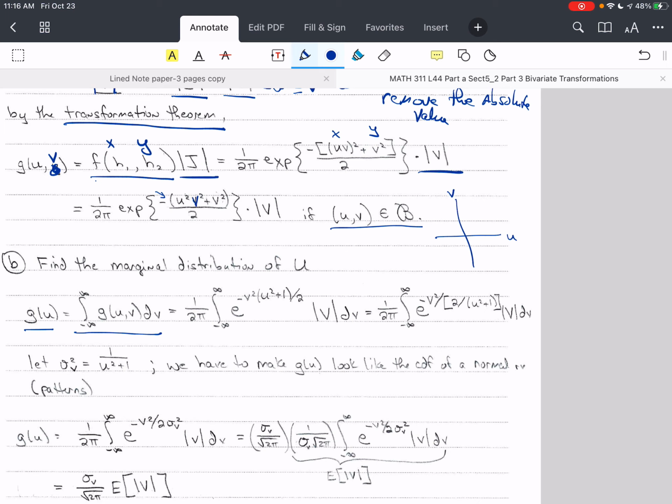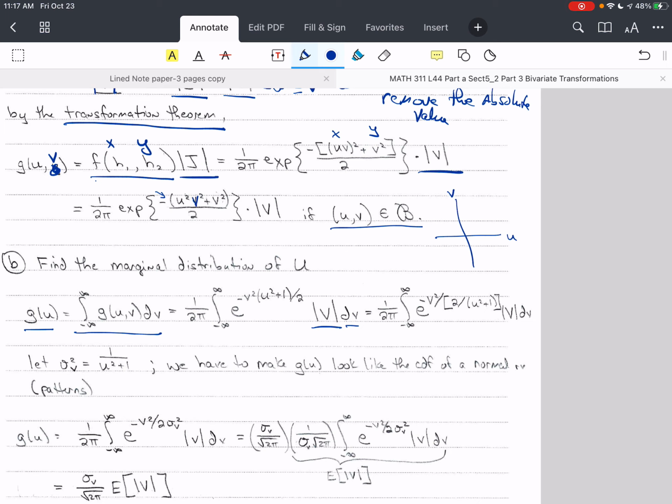So g of u, v, dv, integrated from negative infinity to positive infinity. And it turns out that u really does have a support from negative infinity to positive infinity, so we don't change those limits when we plug in for the PDF g of u and v. If it did have different limits, then we would plug them in for the support, as we'll see in another example later. So I can pull the 1 over 2 pi out as a constant, and then I have e to the negative v squared times u squared plus 1 over 2. And then all of that times the absolute value of the Jacobian and dv.